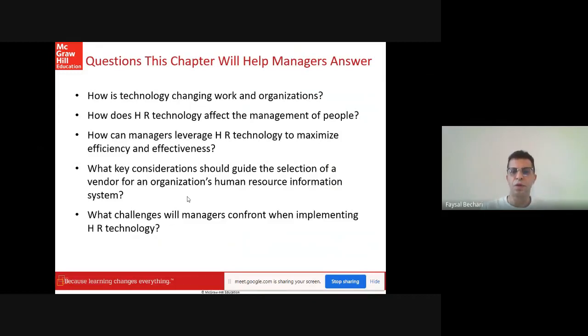The questions in this chapter will help managers answer: How is technology changing work and the organization? How does HR technology affect the management of people? How can a manager leverage HR technology to maximize efficiency and effectiveness? What considerations should guide the selection of a vendor for an organization's human resource information system? What challenges will a manager confront when implementing HR technology? These are questions that an HR manager needs to know about.